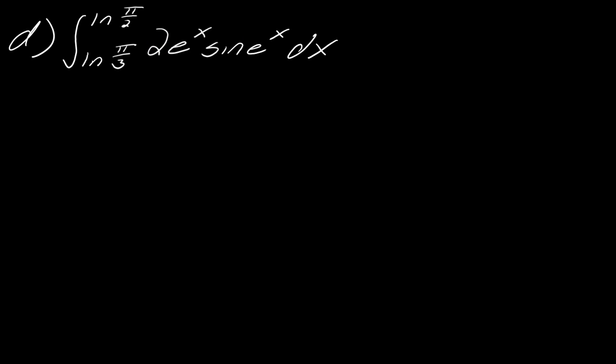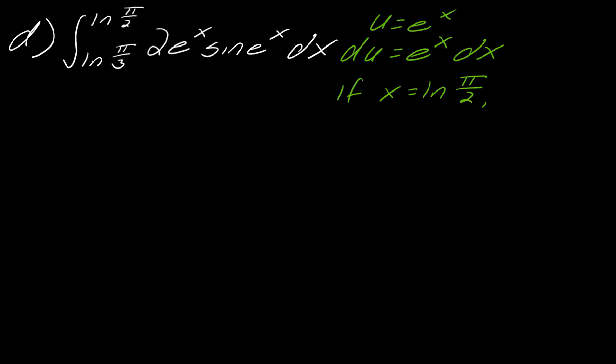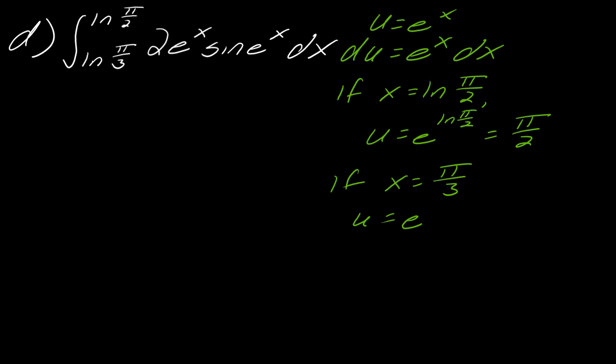Okay, so for this one, the best u would probably be to just take what's in this sine function. So let's set my u equal to e to the x, and then that would make my du e to the x dx. Now we do have a choice here with these limits of integration. I personally like to rewrite them. Just a reminder of how that works. If x equals the natural log of pi over 2, that would mean that u would equal e to the natural log of pi over 2, and that's just going to equal pi over 2. And then if x equals pi over 3, that would mean that u equals e to the natural log of pi over 3, so then that's just going to equal pi over 3.